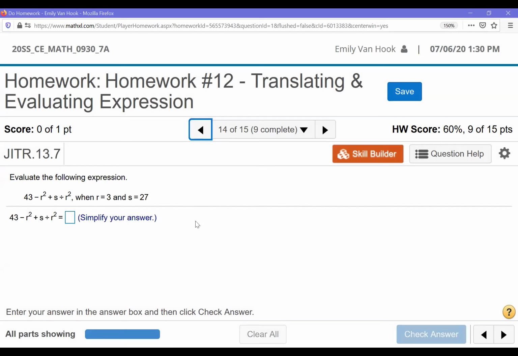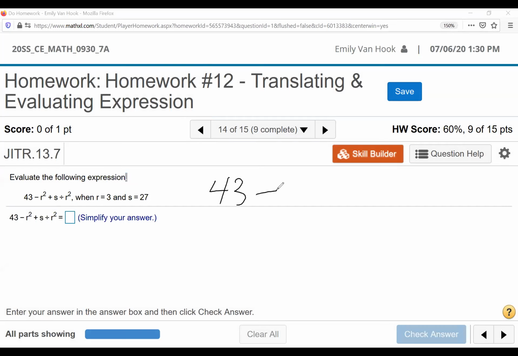So it's 43 minus r squared plus s divided by r squared, when r is 3 and s is 27. Okay, so for both of these expressions with r, they both are r squared. So maybe I'll just simplify that now, I guess. R squared, that's 3 squared, which is 9. So I'm just going to replace r squared with 9.